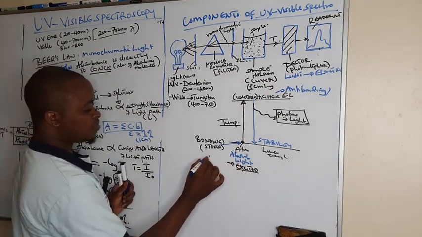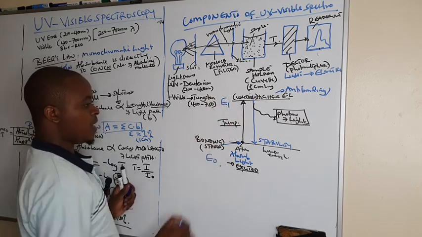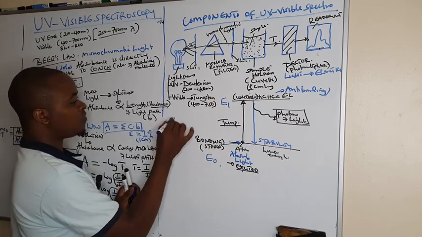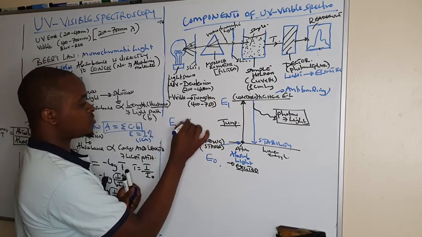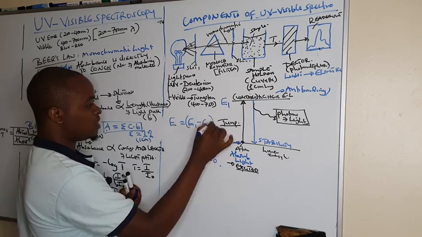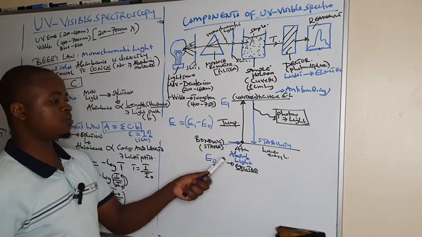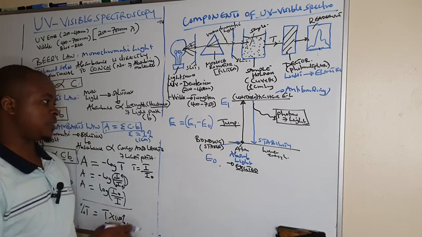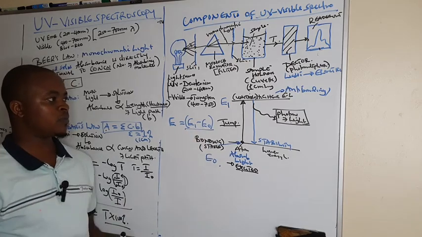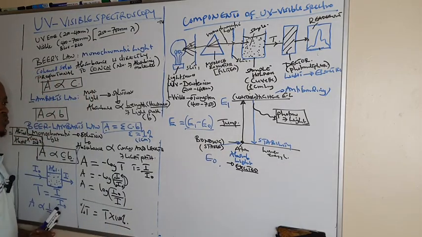And how can we measure the energy? Here the energy absorbed is E0, and at the higher energy level it is E1. So to get the quantum of light, energy is equal to E1 minus E0. So this is how you can determine the energy, or the quantum of light, absorbed by these molecules at this level. So this is the principle of UV spectroscopy.